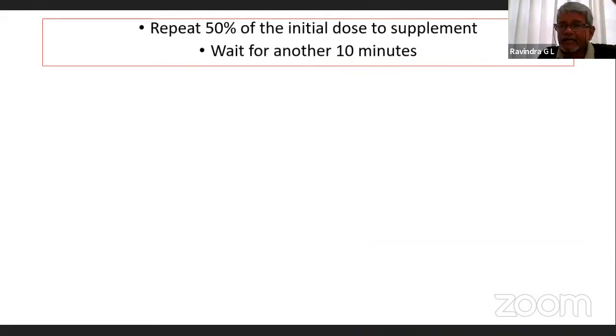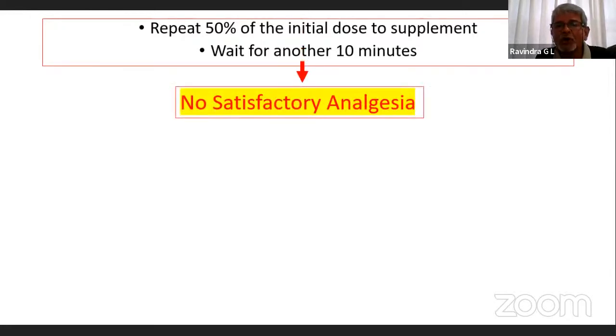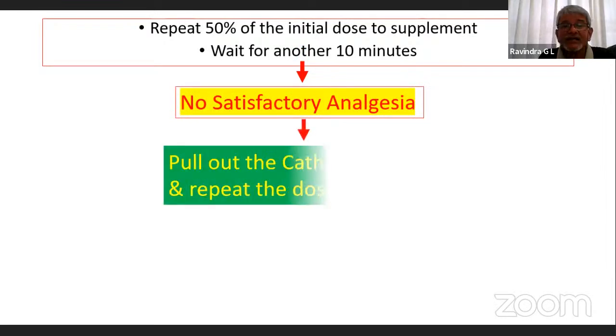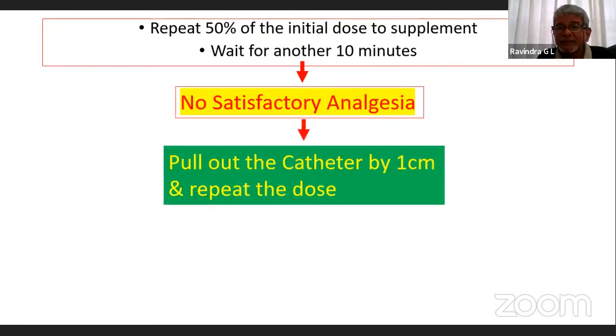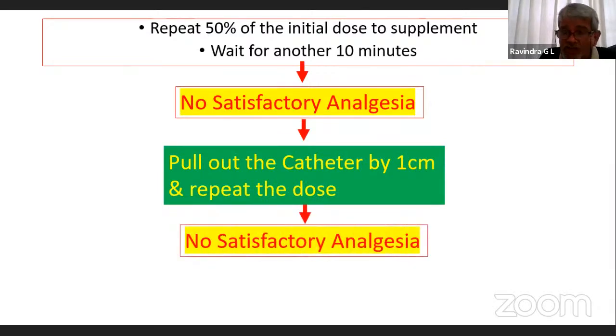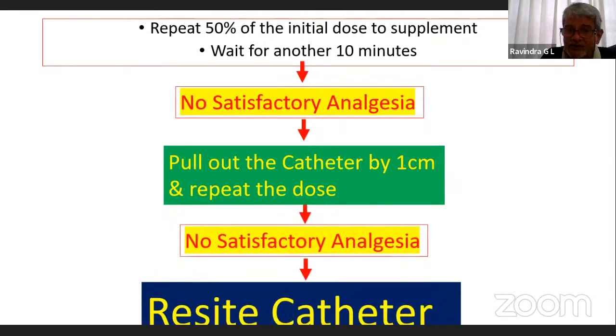So there is a flow chart. What is to be done? Give the full dose of the local anesthetic, wait for another 10 minutes. And if there is no satisfactory analgesia, now you pull out the catheter by 1 centimeter and repeat the dose. If there is no satisfactory analgesia, then also one repetition only, resite the catheter. You have a very low threshold to resite your catheter. You never, never sit on a catheter which is not acting well.